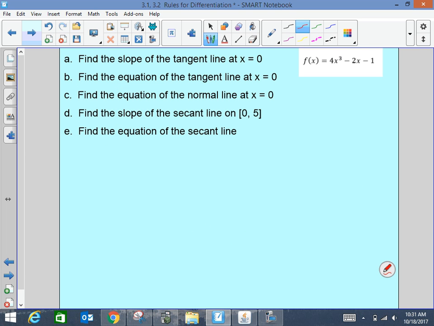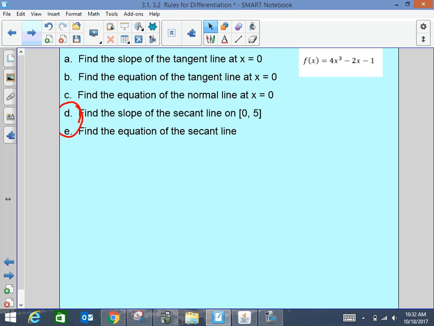Okay. All right. We have slope of the tangent line at 0. Equation of the tangent line at 0. Equation of the normal line at 0. Slope of the secant line from 0 to 5. Equation of the secant line. We haven't seen these two in a while.